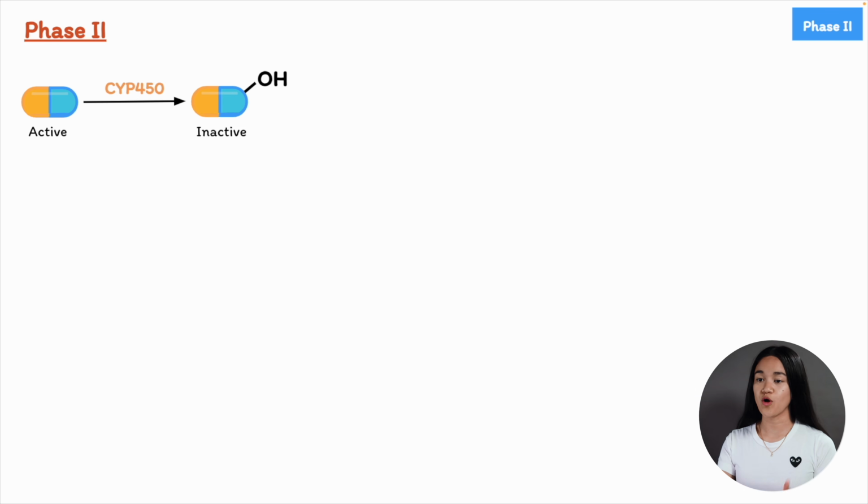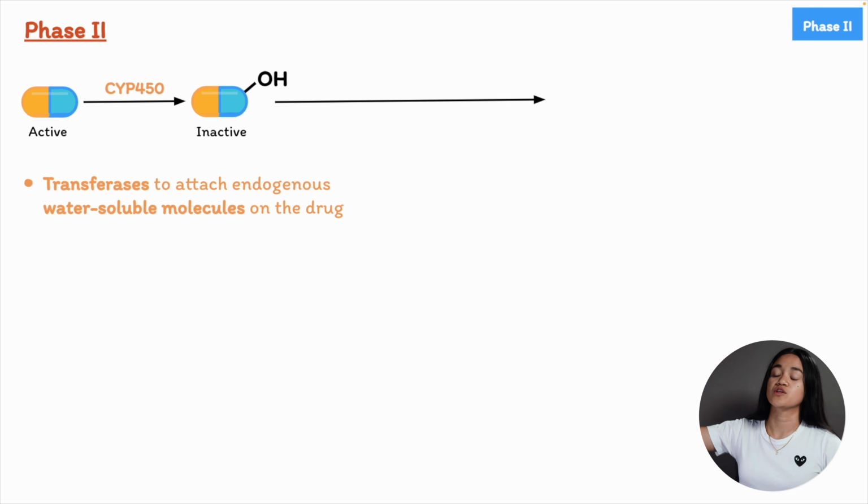In phase 2, our goal, again, is to make the drug more polar and water soluble so that it can be easily excreted by the kidney or bile. This phase involves conjugation reactions where endogenous molecules are added to the drug or its metabolites to increase their water solubility and facilitate their excretion from the body. It's catalyzed by transferase enzymes. These enzymes facilitate the transfer, keyword being transfer, transferase, of specific functional groups to the drug molecule or its metabolites. Let's look at the main types of conjugation reactions.